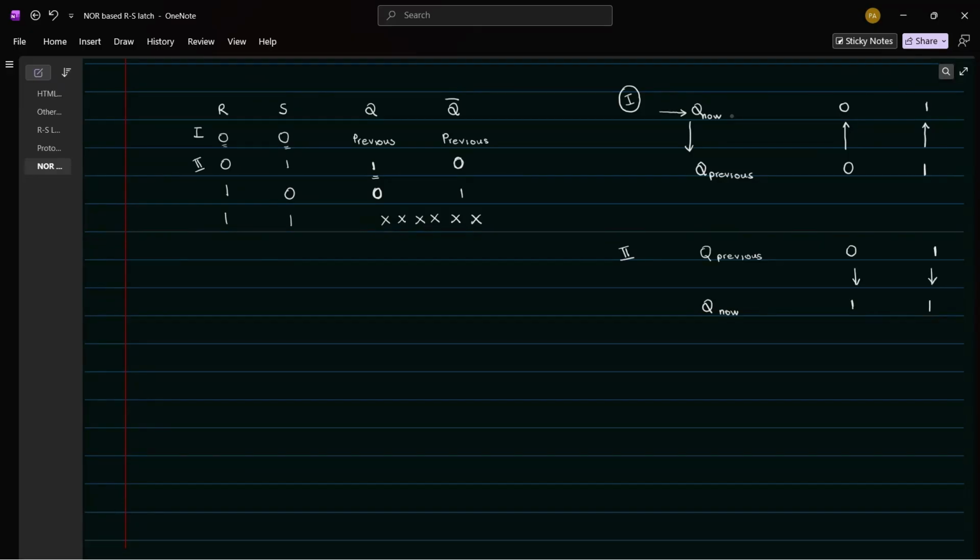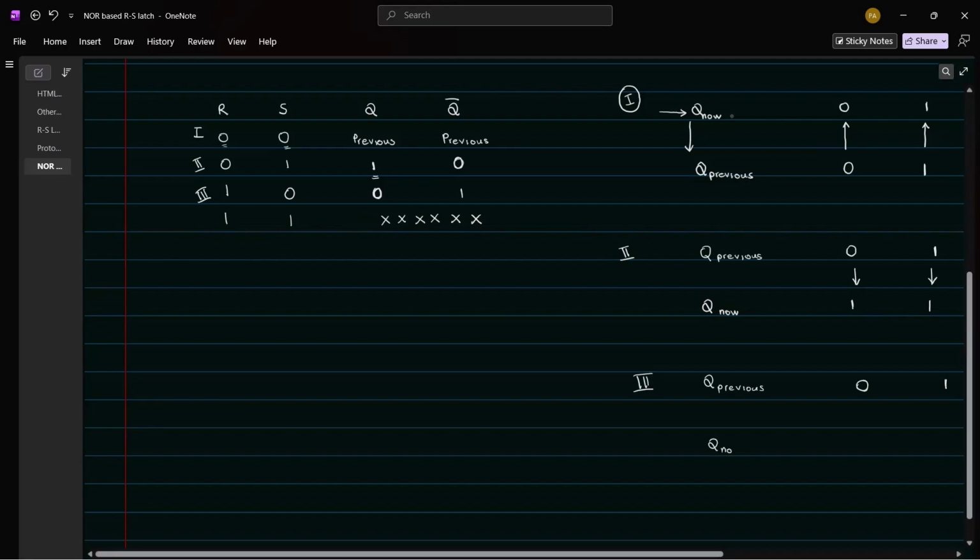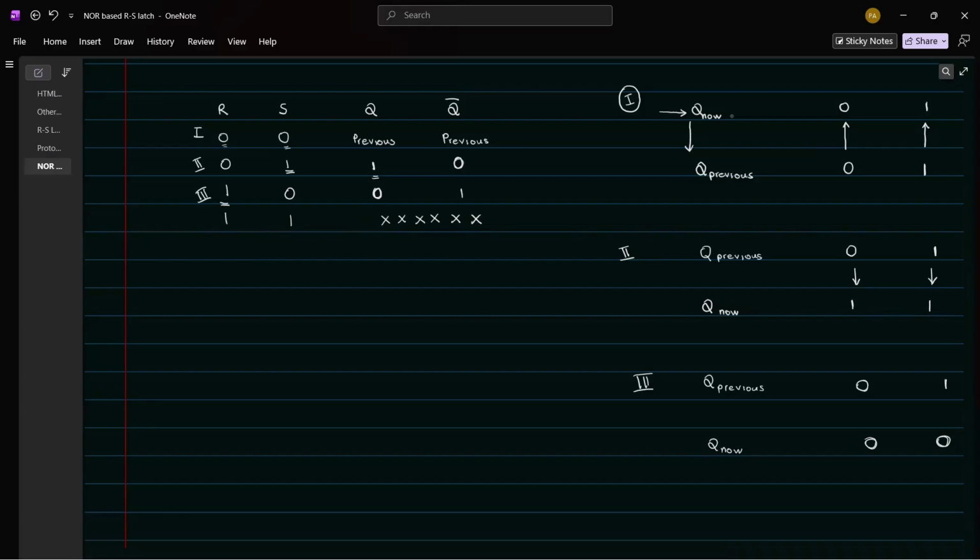Similarly, for the third combination, Q previous could be anything. It could be 0 or it could be 1. But Q now has to become 0. That's the idea, because we are resetting. Here we are setting. That's all. So we have the truth table.